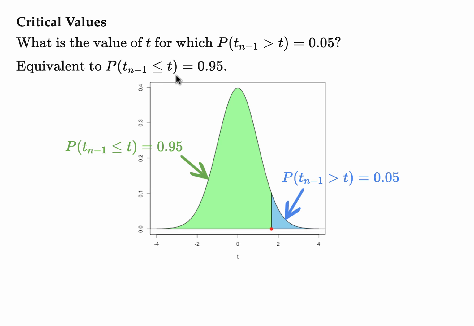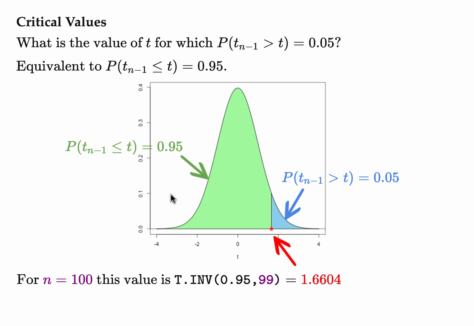And this is how we would work this out. The value of t which gives us 0.05 up here is the same value of t which will give us 0.95 down here, because the area under the entire density function has to be 1. So these two probabilities have to add up to 1. So finding the value of t for which this upper probability is 0.05 is the same as finding the value of t for which this lower probability is 0.95. And that's relevant because this is what the Excel command directly calculates.